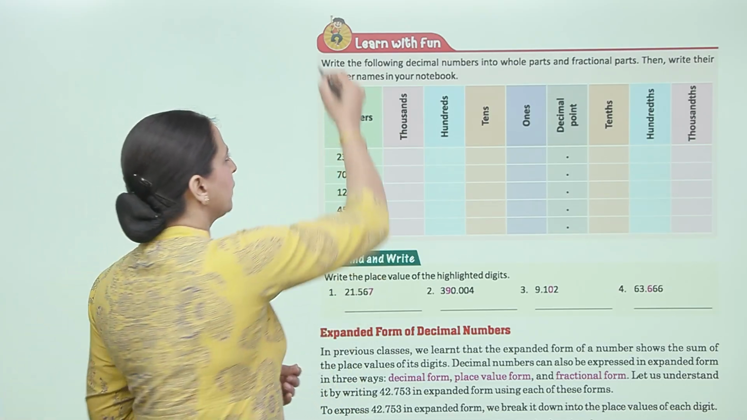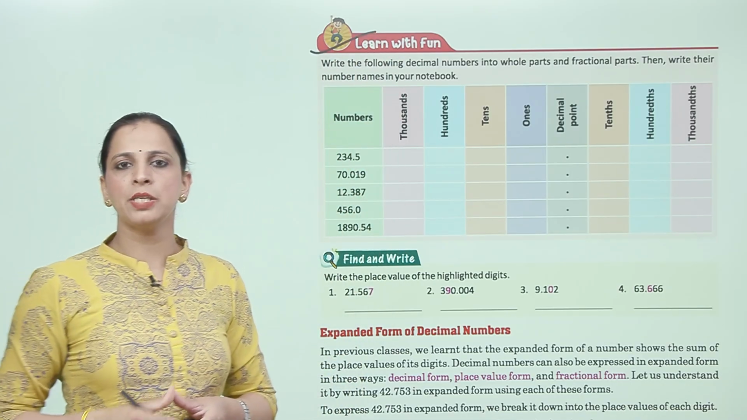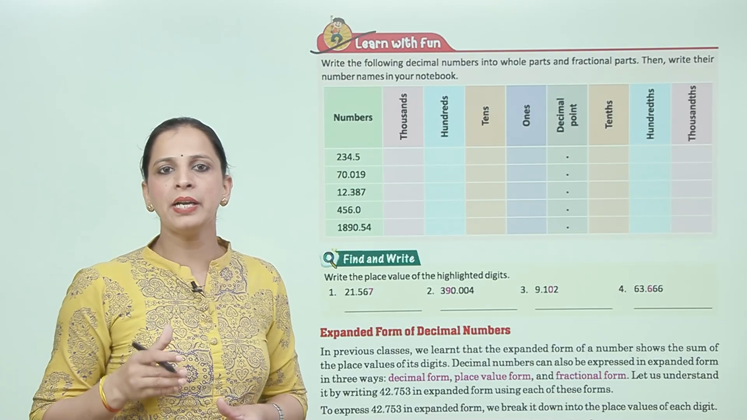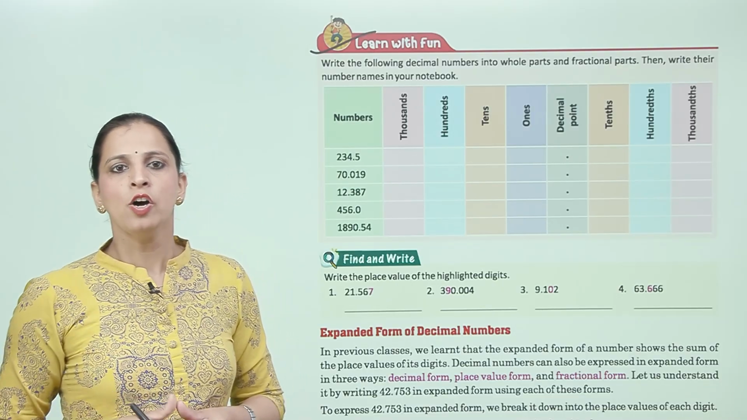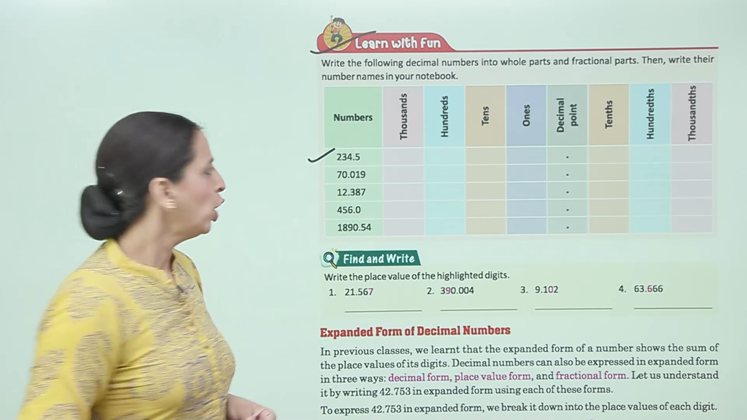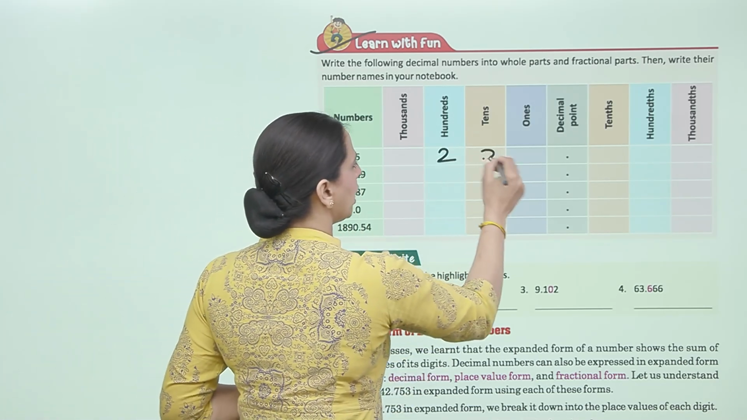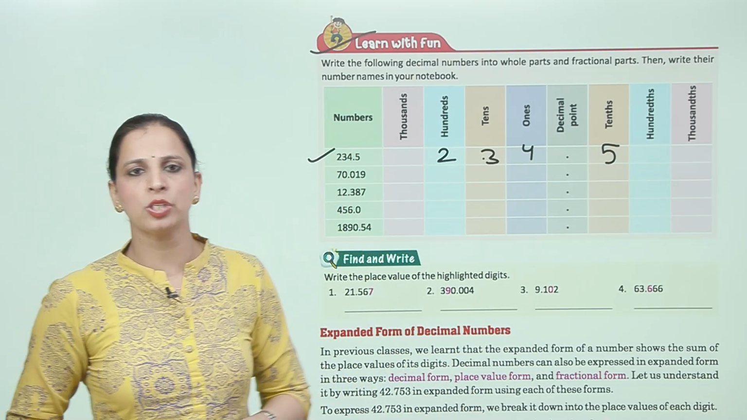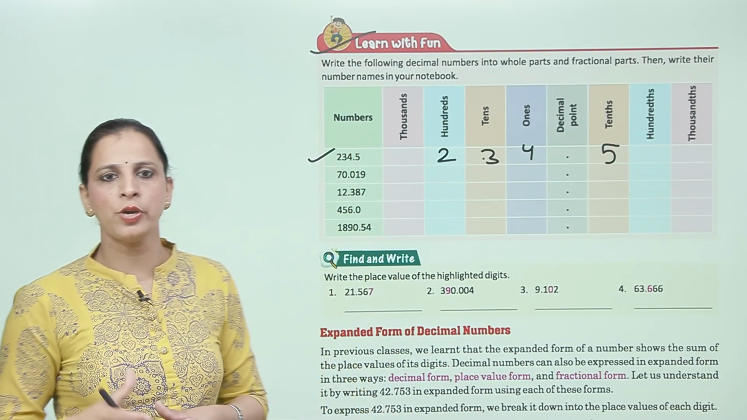Learn with fun. Write the following decimal numbers into whole parts and fractional parts, then write their number names in your notebook. Now, first number is 234.5. So children, using the same method you will try the remaining parts yourself.